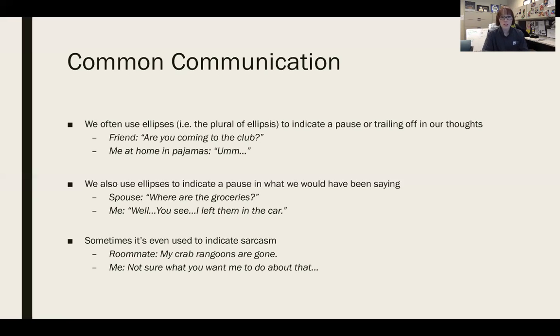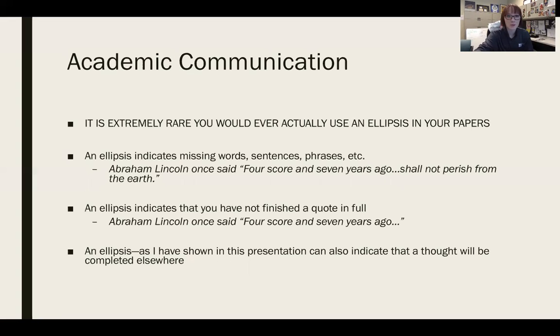So your roommate could say to you, "My crab rangoons are gone." And you would text back, "Not sure what you want me to do about that, dot, dot, dot." So it's sometimes used to indicate tone. This is, for the record, common communication. So what you and I would do commonly. This is not academic communication, and that is something different. And I expect you in this class to communicate yourselves in an academic fashion.